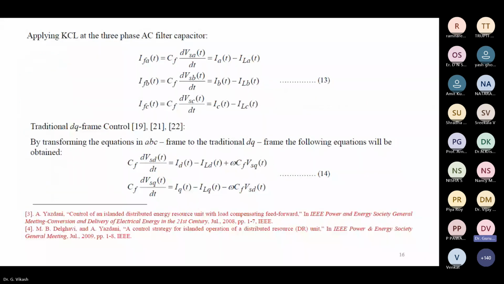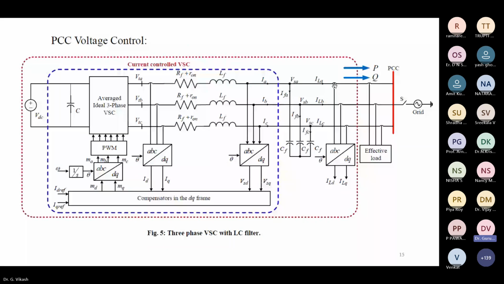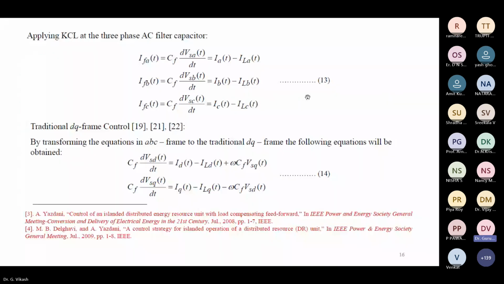Applying KCL at the three-phase AC filter, we can get equation 30. See here, if we apply KCL, IA equals IFA minus ILA. These are simple KCL equations. Equation 13 shows the KCL equations at the three-phase AC filter.